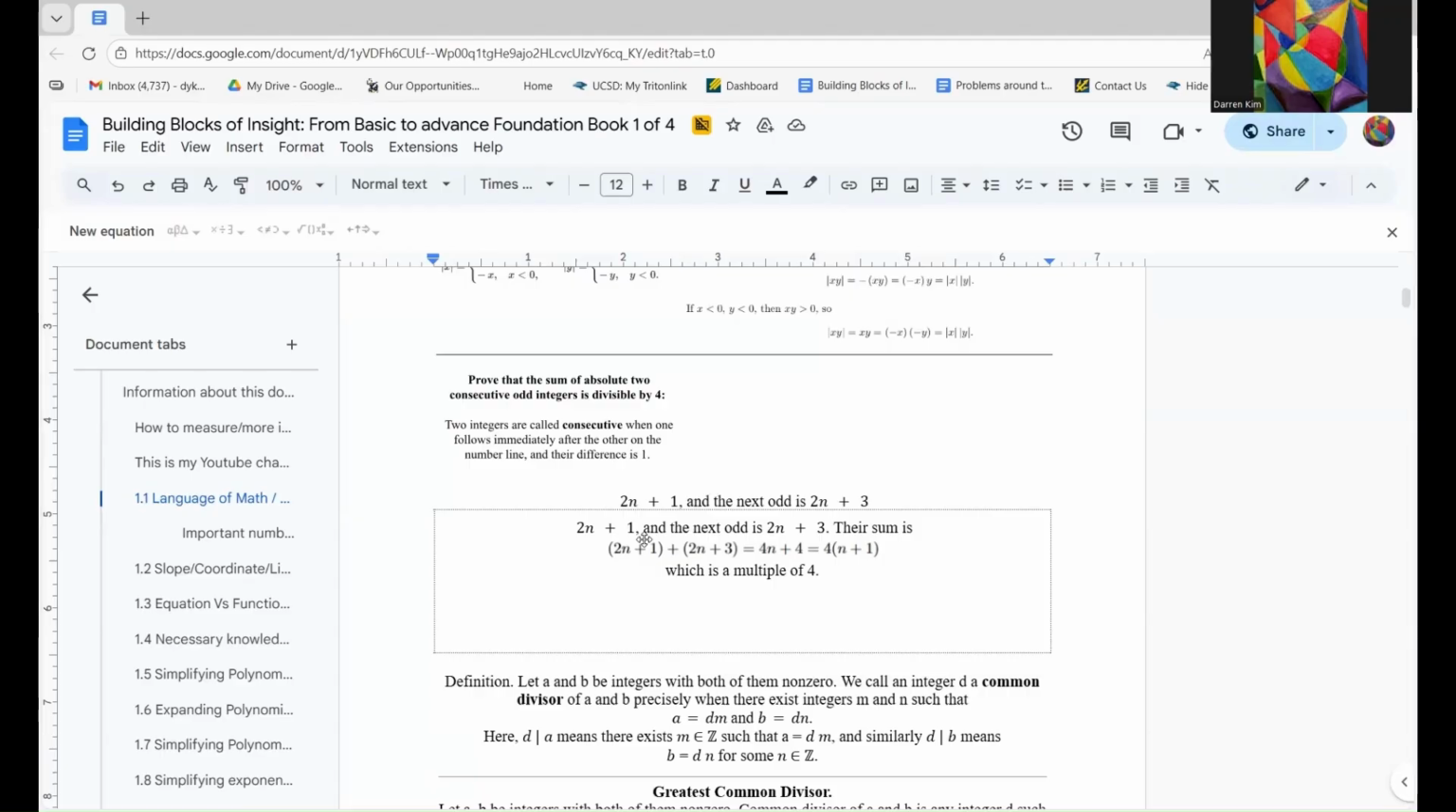Isn't it 2n plus 1, two consecutive odd integers? Yeah, that makes sense. Okay, 2n plus 3 absolute value, and then what is it? If you add them up and then divide by 4, is it still an integer? Usually I just say n equals 1. Ah, here it is. Okay, so it doesn't work. It is false, because the absolute value causes problems.